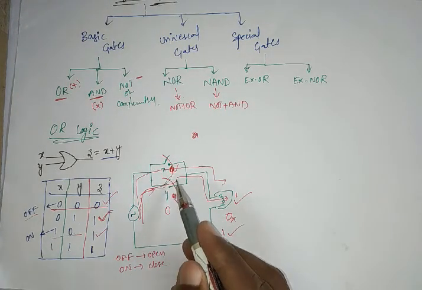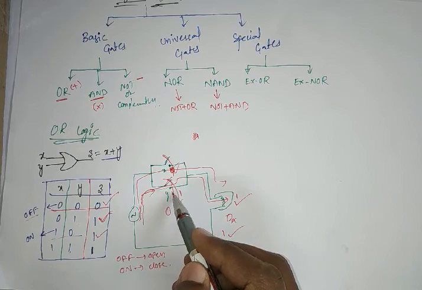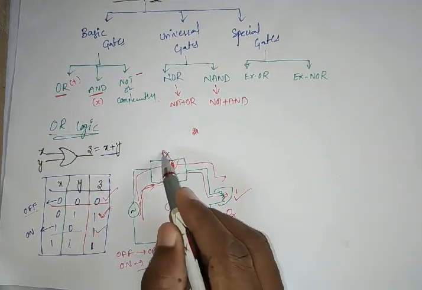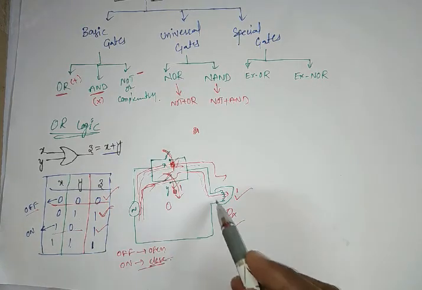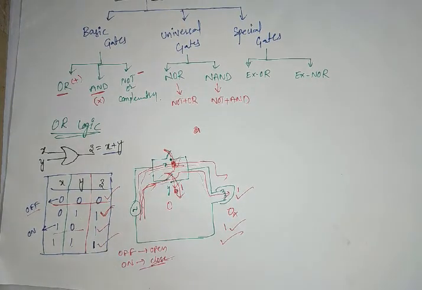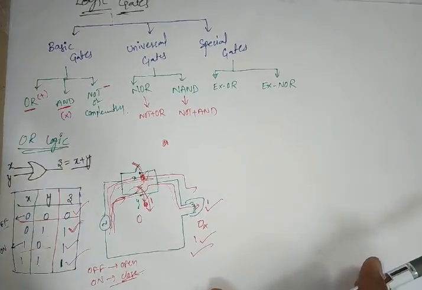In the last case, both the switches are closed. Closed means on, 1 1. So we can consider that the supply will go through X or Y, then the bulb becomes on. So this is the OR logic. That OR logic is the addition logic representation.